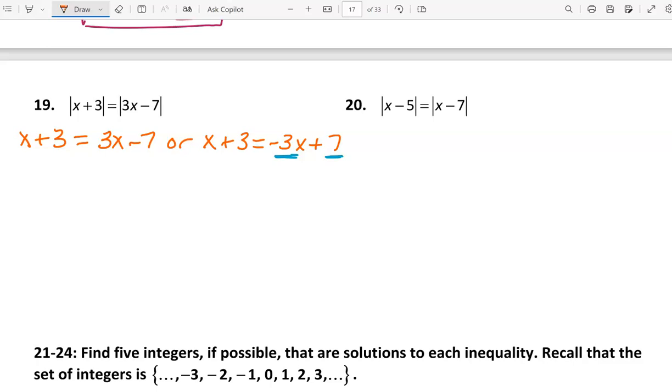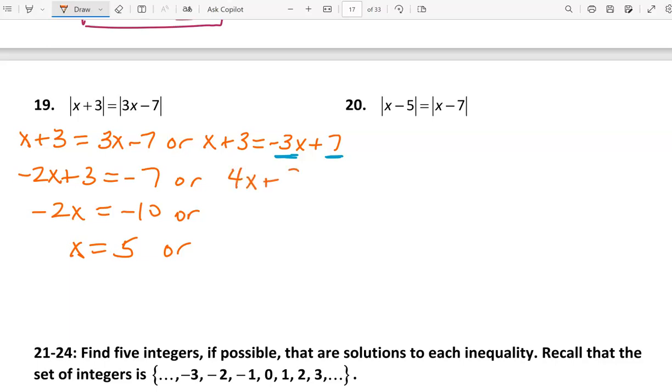The equation on the left, we can subtract off 3x from both sides. -2x plus 3 is equal to -7. Subtract 3, and that gives us -2x is equal to -10. So x is 5. That's one solution. Or adding 3x to both sides, 4x plus 3 is equal to 7. Subtracting 3, 4x is equal to 4, x is equal to 1. We have two valid solutions. Remember, those are checkable.